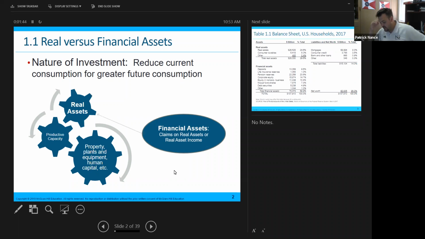So financial assets, on the other hand, are claims on real assets or the income generated by them. So we're talking about bonds, we're talking about stocks, we're talking about any type of security, and most likely are not more than just a piece of paper, okay, just a form of rights, effectively, for a financial asset.